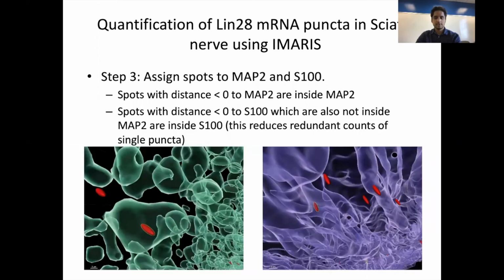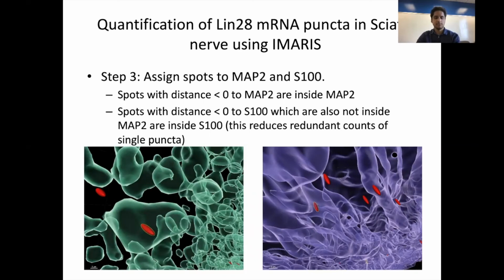The last step is to create filters for the virtual spots to identify which spots of Lin28 are co-localized to MAP2 and which one of them are co-localized to S100. Since Imaris doesn't have native support for this automatic assignment, I developed an Imaris extension to assign puncta to the MAP2 surface and to the S100 surface.